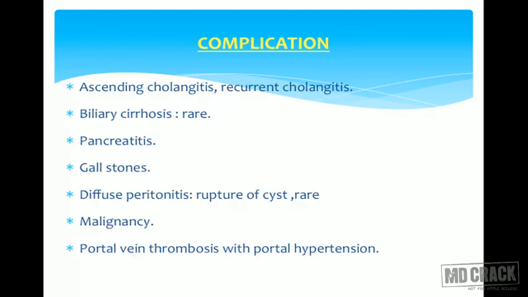Complications of choledochal cyst include ascending cholangitis, recurrent cholangitis, biliary cirrhosis which is rare, pancreatitis, gallstone formation, diffuse peritonitis if the cyst ruptures, malignancy, and portal vein thrombosis along with portal hypertension. If there are repeated inflammatory attacks, the adjoining portal vein can undergo inflammatory thrombosis leading to portal hypertension.